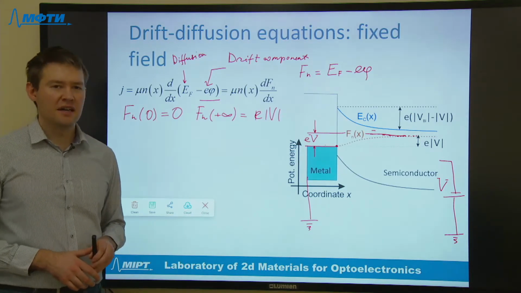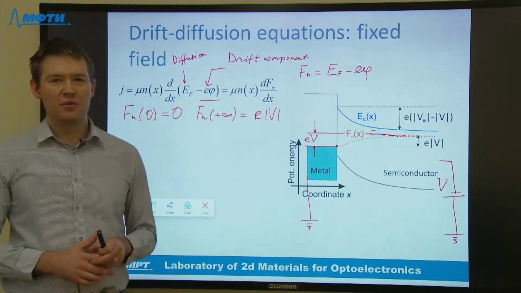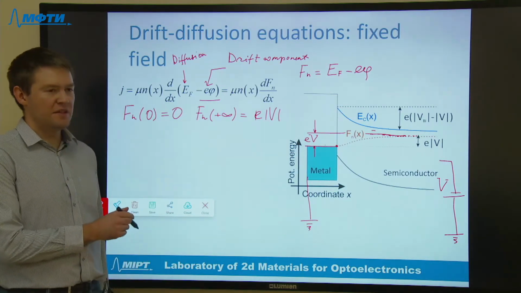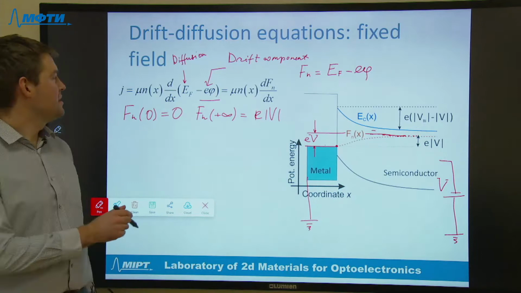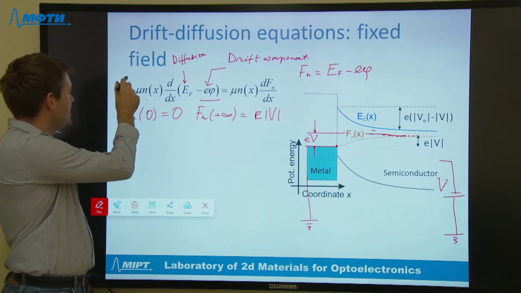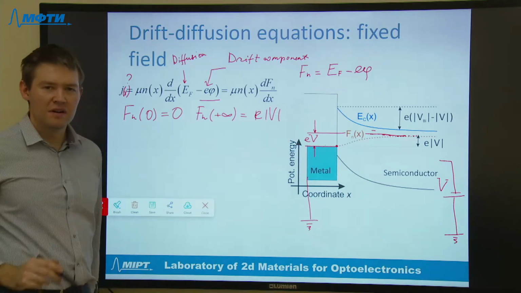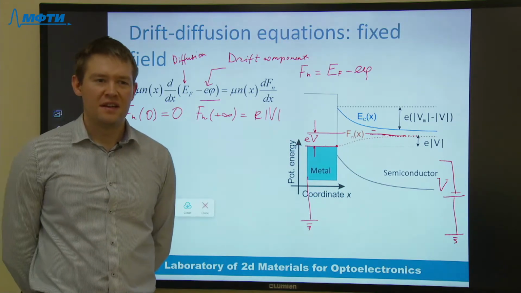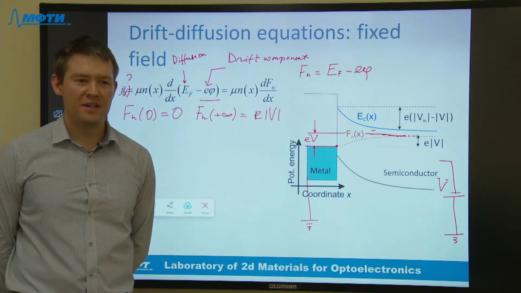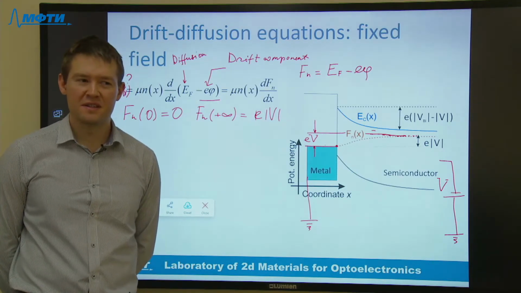Okay, and actually there is one more question to you. Can the current density in this situation vary in space? Can it depend on coordinate itself? Is the current density a function of a coordinate or is it just a constant?